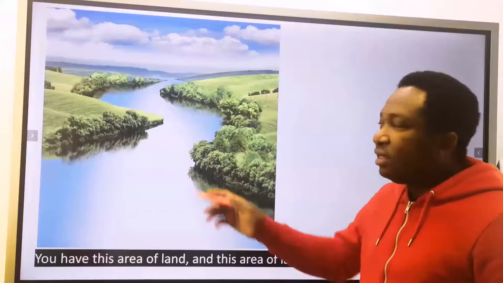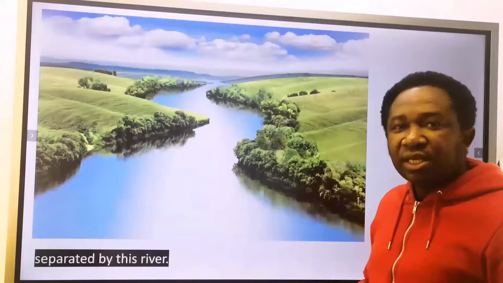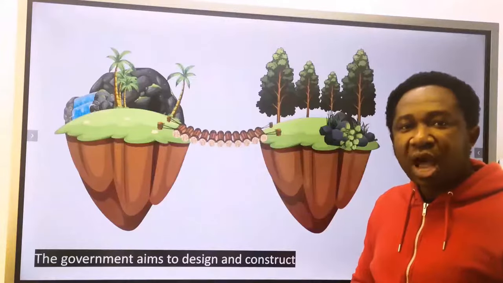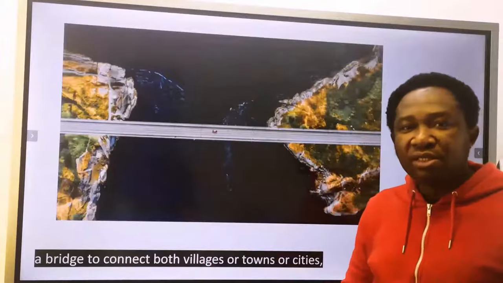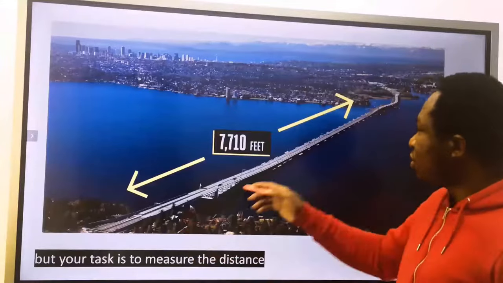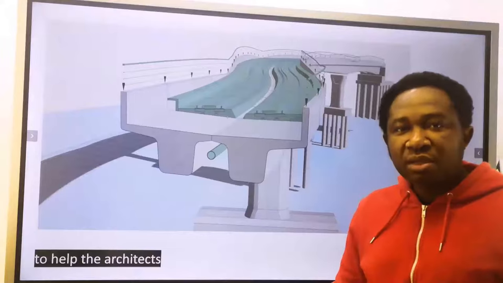You have this area of land and this area of land separated by this river. The government aims to design and construct a bridge to connect both villages or towns or cities. But your task is to measure the distance across the river to help the architects and engineers to start the initial design for the project.